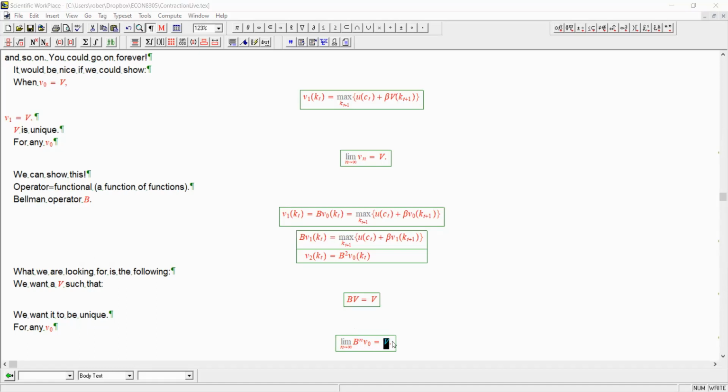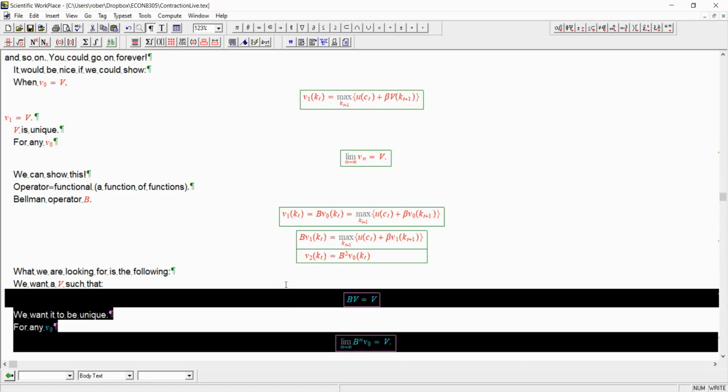A function that squeezes things in this way has a special name. It's called a contraction mapping. What we're going to do is define a contraction mapping and then introduce the contraction mapping theorem, which tells us that if B is a contraction mapping, then it will have the properties that we want and will yield the results that we desired.